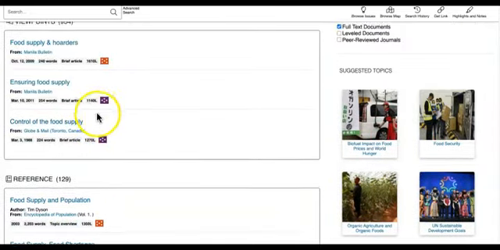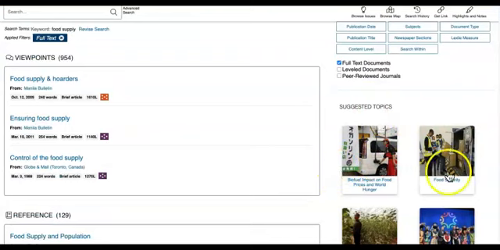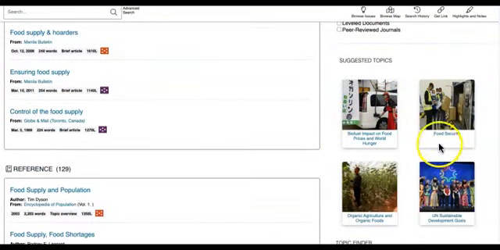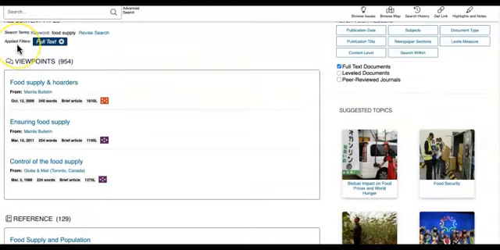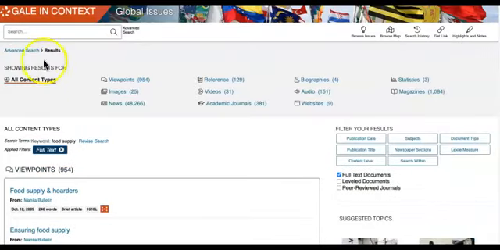Okay, so hopefully if I go over to suggested topics, that could be helpful as well. There's something on food security, so that's a different keyword that might be helpful. You really have to play around with it, but I do think that you're going to be finding some good statistics within Global Issues and Context. And look, there's specific statistics right here.